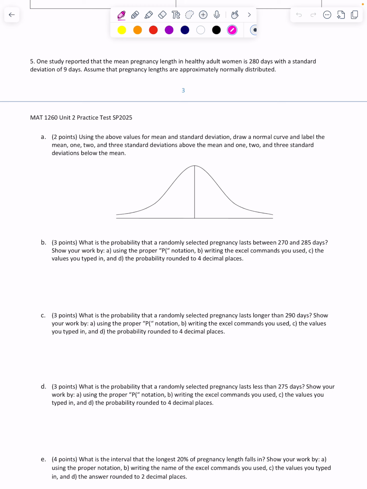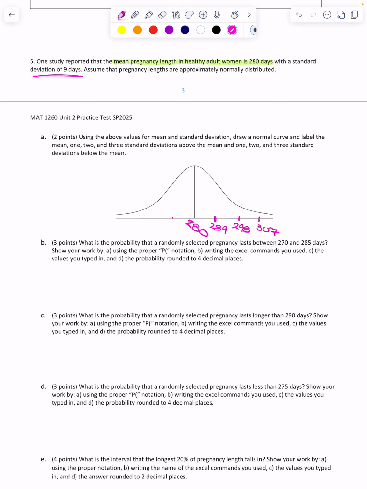Question number 5. One study reported that the mean pregnancy length, so the average pregnancy length in healthy adult women, is 280 days. So to start, we know that our mean is 280. This is going in the middle. We've got a standard deviation of 9 days. So plus 9 gives us 289. Plus 9 gives us 298. Plus 9 gives us 307.